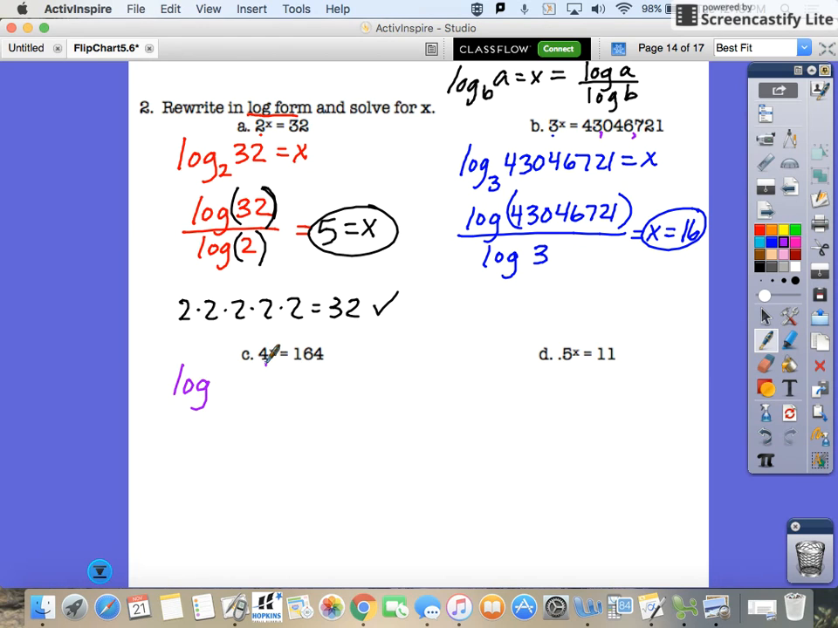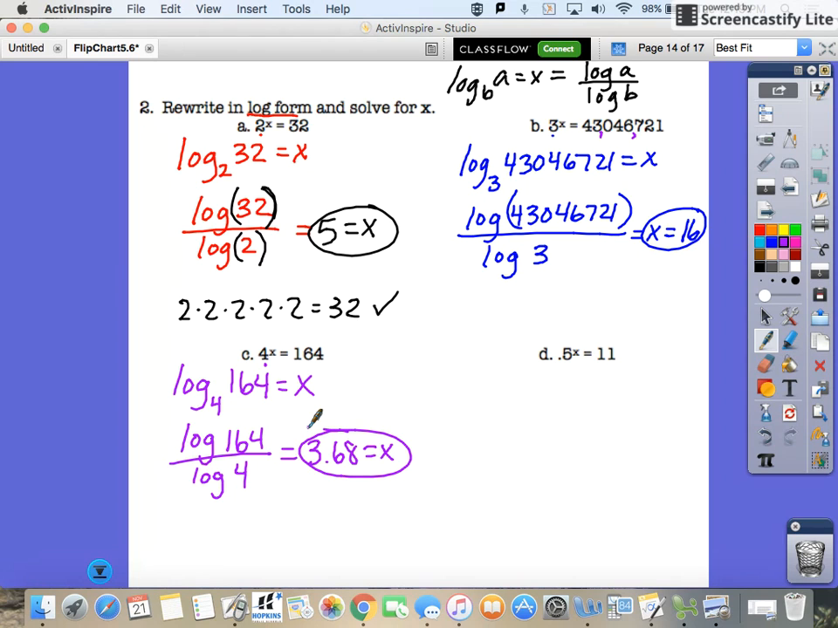This one, log b, bottom, the base of the exponent is 4, so it's going to be log base 4 of 164 is equal to x. Typing that in a calculator would be log of 164 divided by log 4. And you should get 3.68. I believe some of the rounding here is goofy. I wrote it down, but I think the rounding may be off. My apologies. The rounding may be off, so trust your math, what comes out in the calculator.